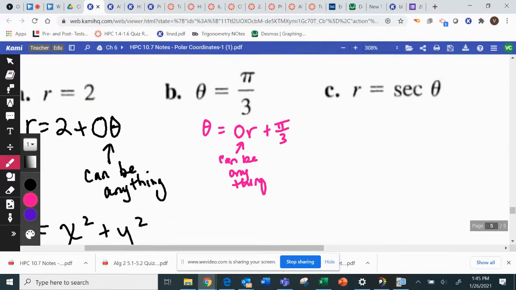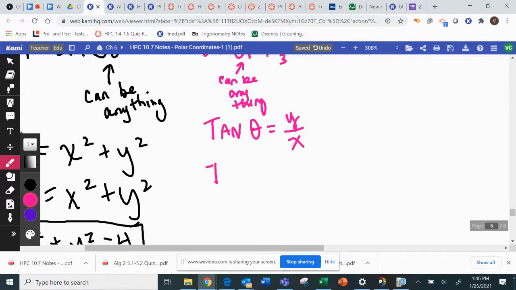So I'm going to think about a relationship that I know with theta and with x and y. I know that the tangent of theta is equal to y over x. That's a relationship that goes between theta and x and y. And theta is pi over 3. So the tangent of pi over 3 is equal to y over x. Patrick, what is the tangent of pi over 3? That's just square root of 3, right?